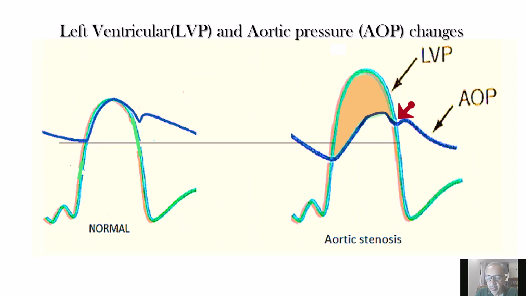Sometimes the dicrotic notch is less prominent. One more feature in aortic stenosis is the anacrotic notch in the ascending limb. So this is how the aortic or carotid pulse looks like in aortic stenosis. But the prominent feature is the large pressure gradient.